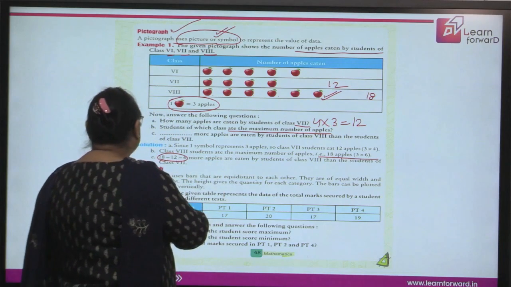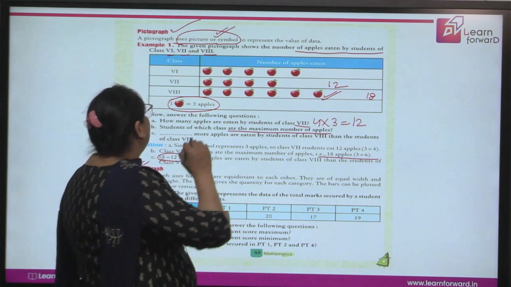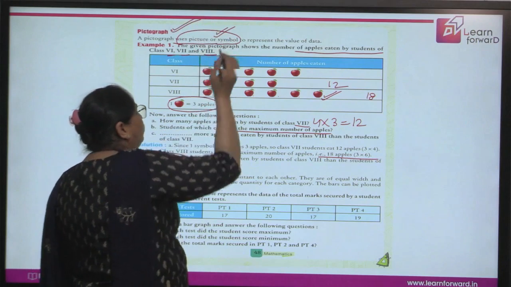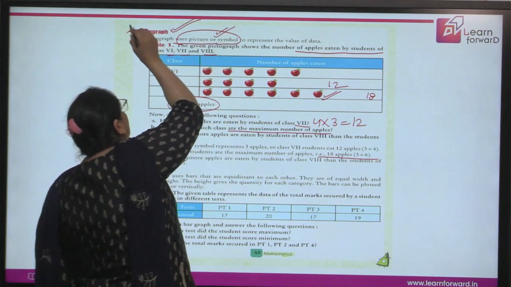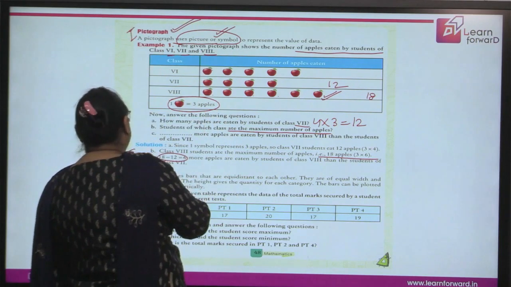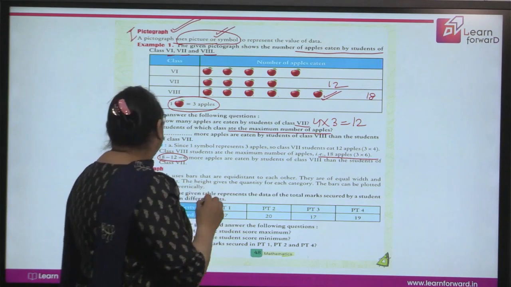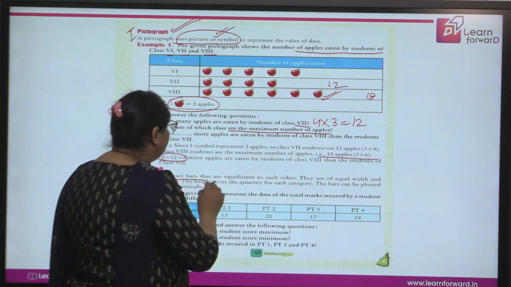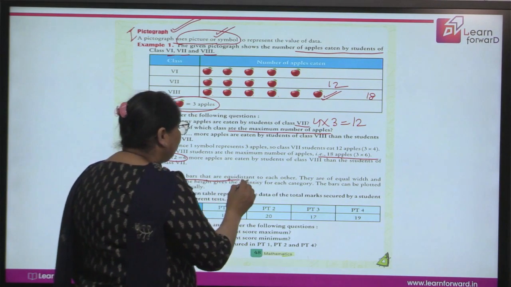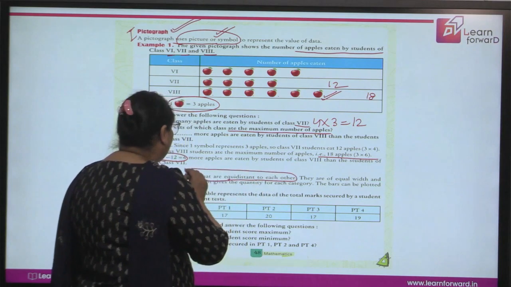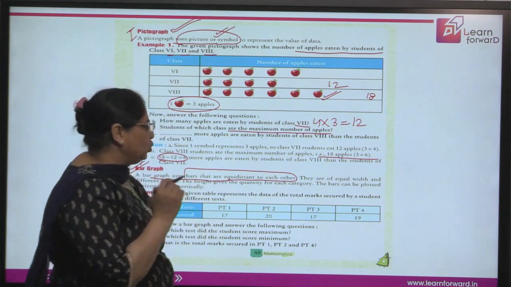Now, next topic is bar graph. It is one of the methods of representing data. I told you the first method, then the second one is the bar graph. The bar graph uses bars that are equidistant to each other.